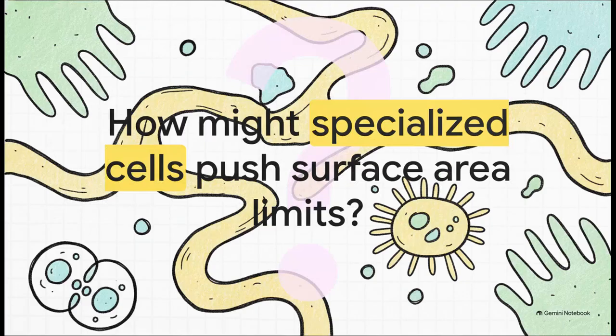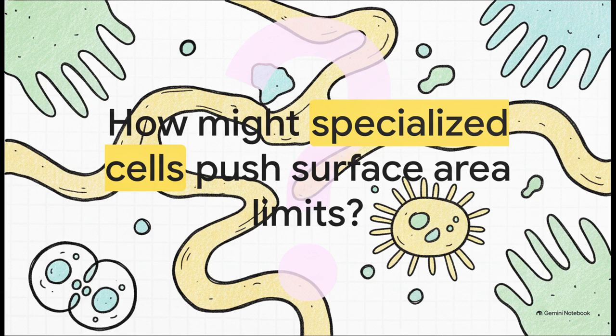Before we wrap up, I want to leave you with one final, kind of provocative thought. We just established that surface area limits strictly dictate efficiency, right? But biology is incredibly clever. Take the lining of your own intestines, for example. Those cells have these special physical adaptations called microvilli. They're these tiny, finger-like projections that massively increase the cell's surface area for absorbing food, but without really increasing the volume at all. It's a total cheat code.